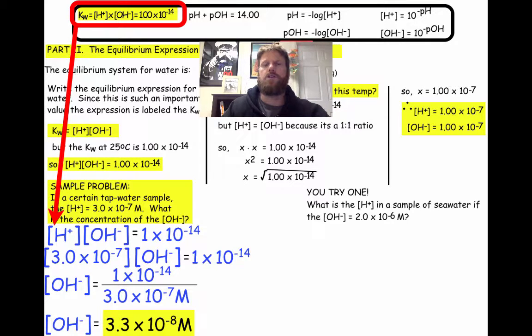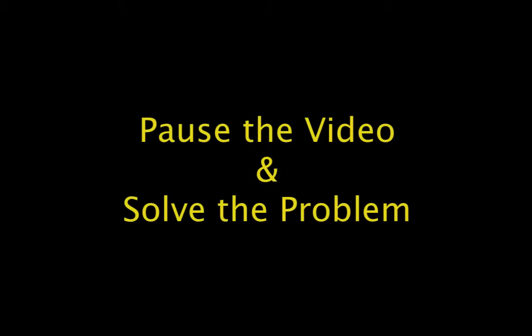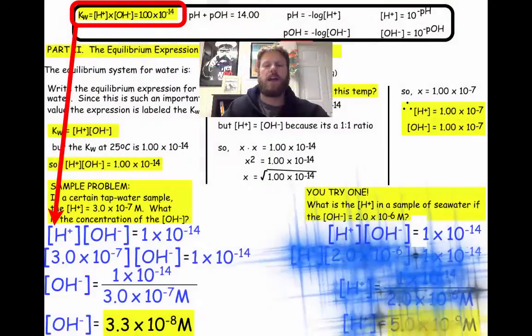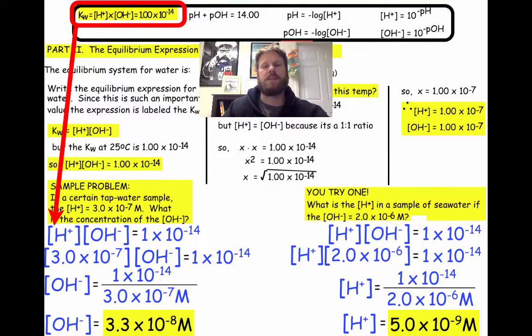Pretty simple equation to use, so I want you to try one here. Pause the video and solve this next problem. Determine what the H plus concentration in a sample of seawater is if the OH minus concentration is 2 times 10 to the negative 6th. Remember, the H plus OH minus concentration equals the Kw, which is 1 times 10 to the negative 14th. When you think you got your answer, press play and see how you did. You should have gotten an answer of 5.0 times 10 to the negative 9th for your H plus concentration.